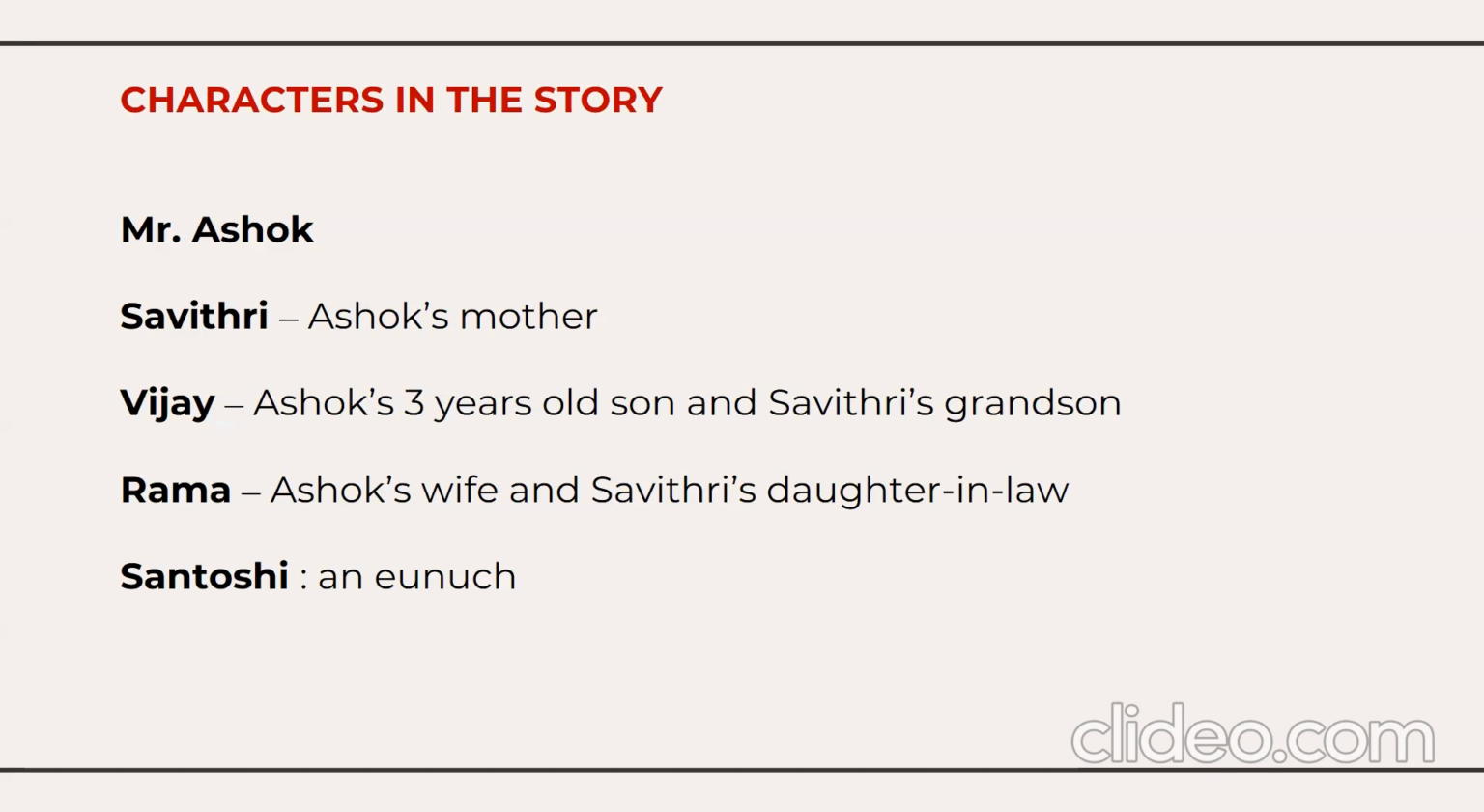Vijay's parents, Ashok, everybody were very happy, and they realized the mistake that they were considering the eunuch as a non-human being, and thus Santoshi, the eunuch, gained a job and also gained her identity. So that's a very brief story.